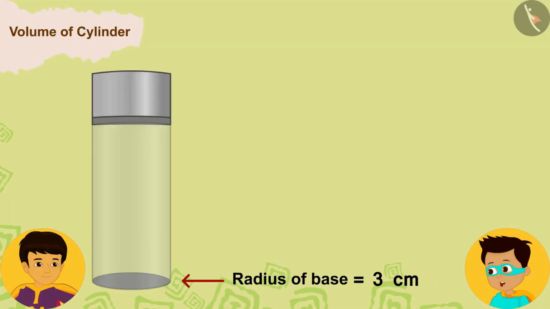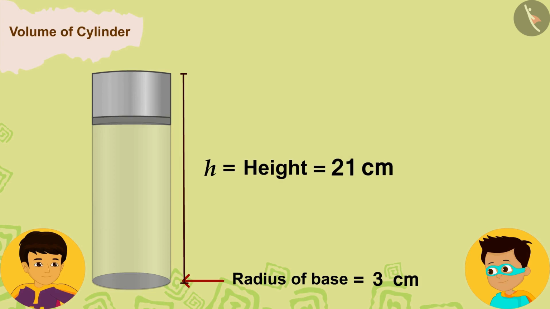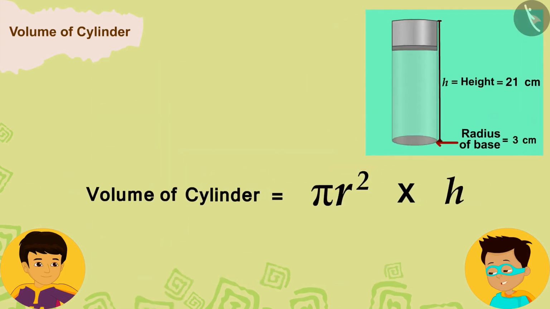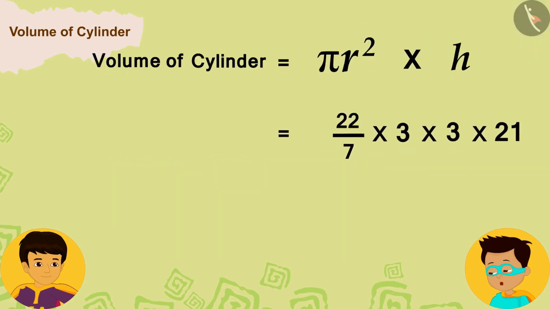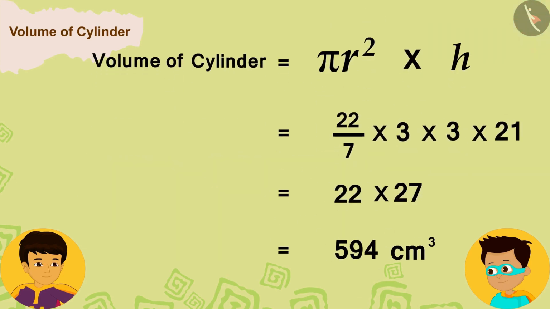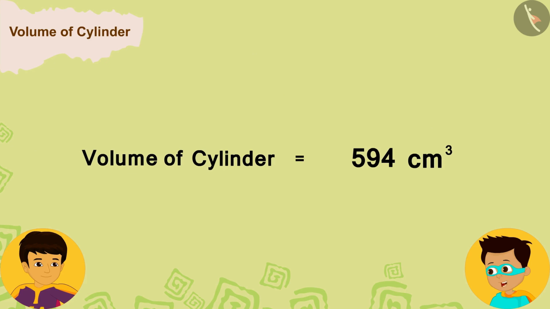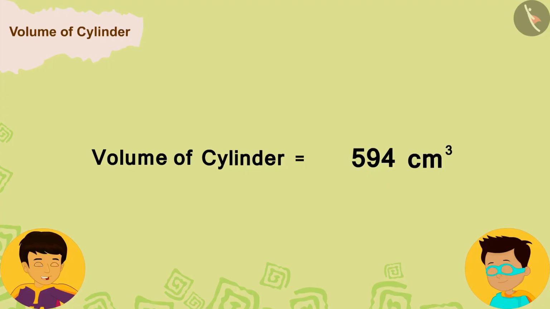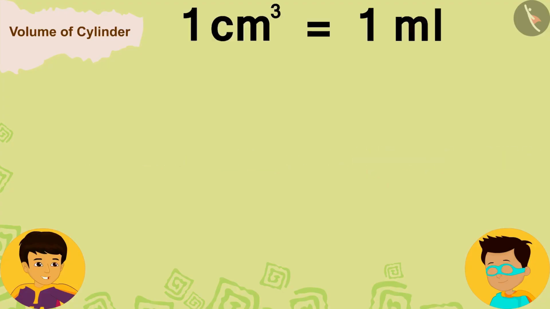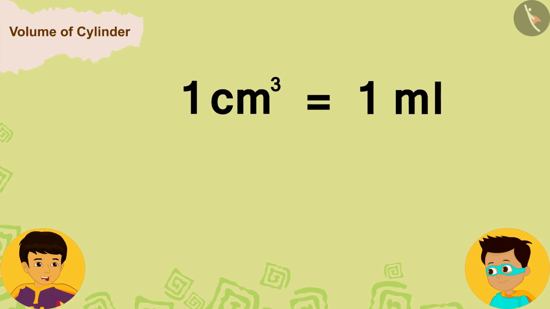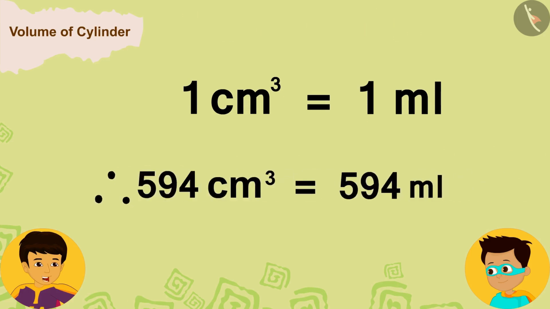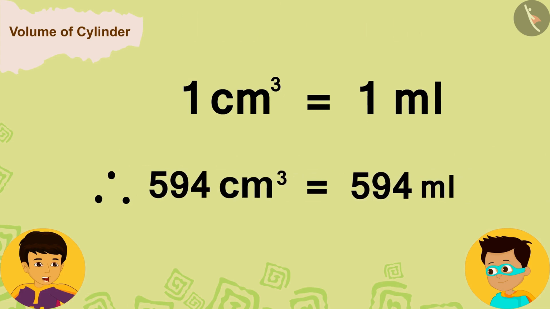The radius of the base of my bottle is 3 centimeters and the height is 21 centimeters. Let me solve this equation by writing them in the formula by replacing the values of r and h. By solving it in this way, we can see that the volume of the cylindrical bottle is 594 cubic centimeters. And Thomas, we know that 1 cubic centimeter is equal to 1 milliliter. That is, 594 cubic centimeters will be equal to 594 milliliters.